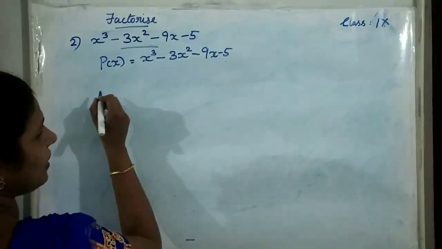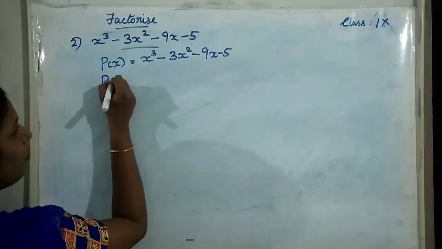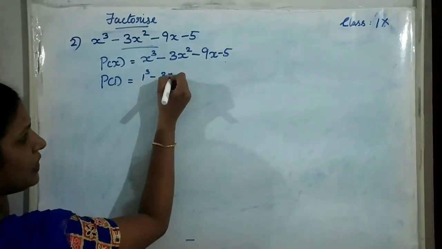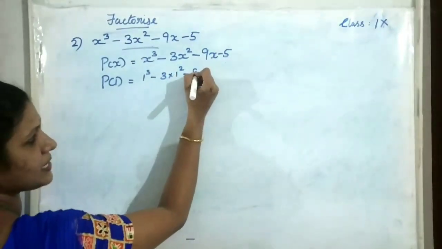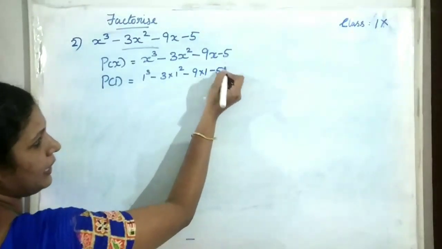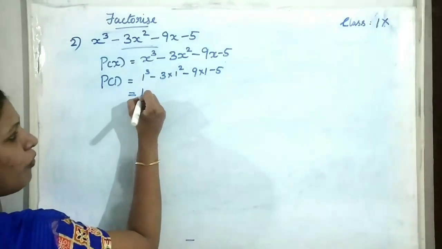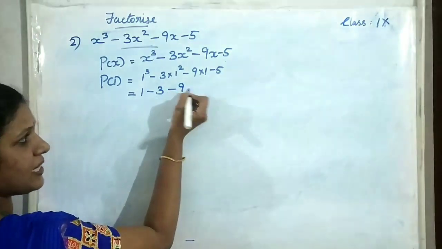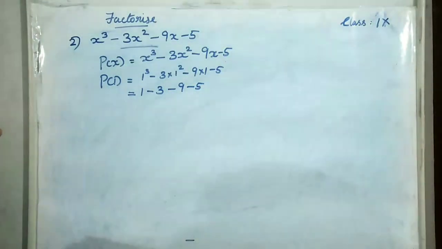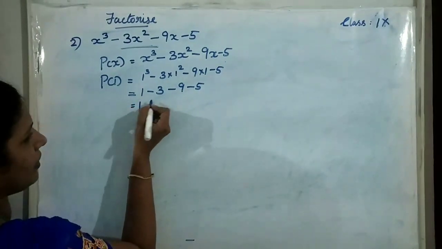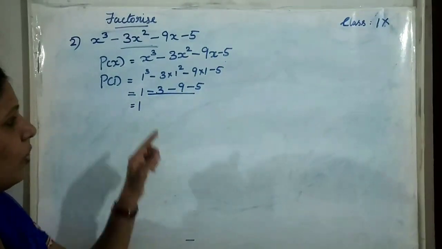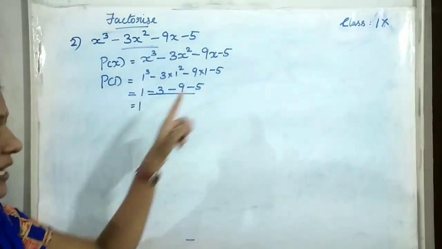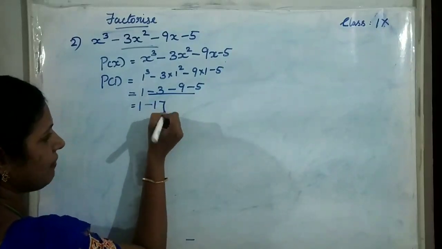Okay, then next we find p of 1. That is 1 cube minus 3 into 1 square minus 9 into 1 minus 5. That is 1 minus 3 into 1 square, which is 3, minus 9 into 1, which is 9, and minus 5. Here these all are minus. So 3 plus 9 is 12, 12 plus 5 is 17. So our answer is minus 17.